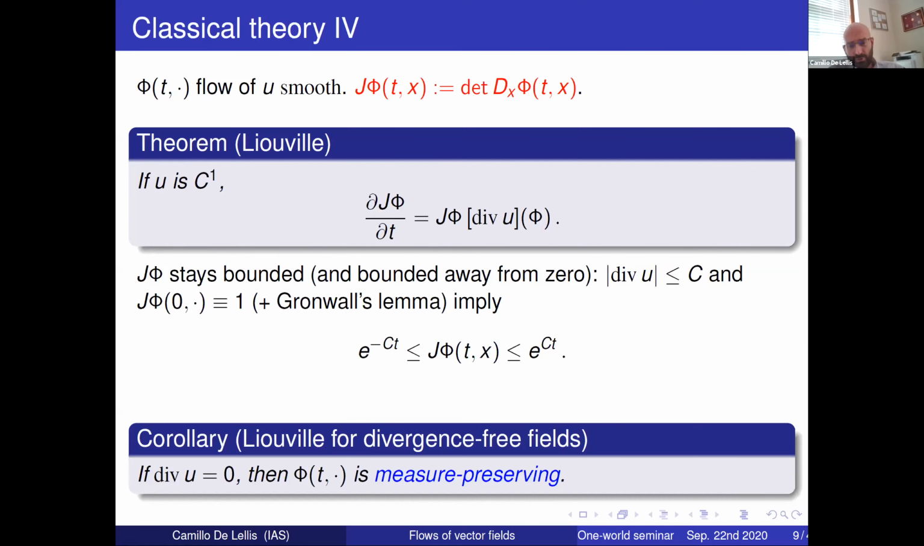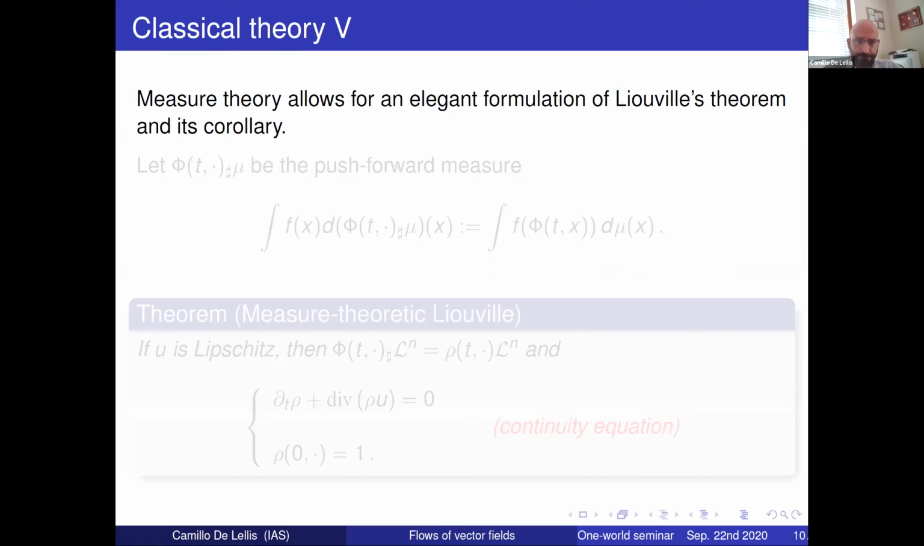In fact, what is probably mostly known as Liouville theorem is the corollary of this for divergence-free vector fields. So in that case, of course, this equation here just tells you that the time derivative of the Jacobian determinant is equal to 0. So it tells you that your flow of diffeomorphisms actually consists of measure-preserving maps.